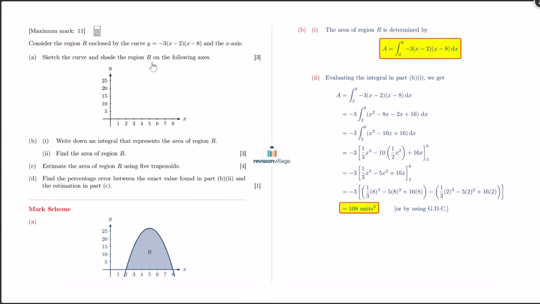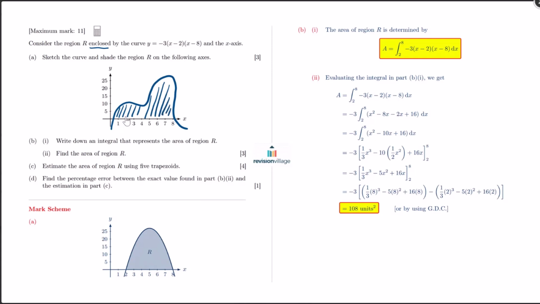Sketch the curve and shade the region R on these axes here. Now we are told that the region R is enclosed, that's a good word there, enclosed by the curve and the x-axis. So for example, if the curve looked like, say, I'm not sure what it looks like, but let's say it looked like this, then enclosed would mean, there's another word for that, bounded. So sort of between the curve and the x-axis.